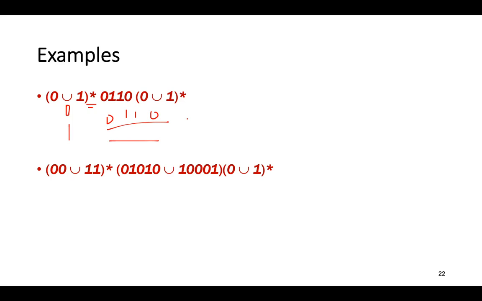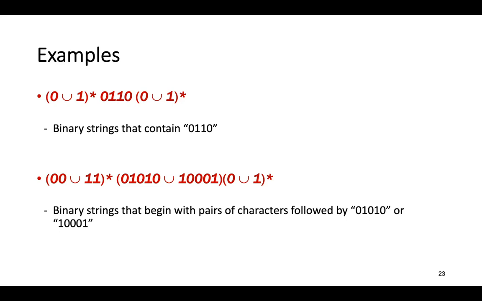Here we have 0, 0, 1, 1, and this star here means always 2, 0, 2, 1 go together. And then you will have one of these, and then any binary string after that. So first one, binary strings that contain 0, 1, 1, 0.